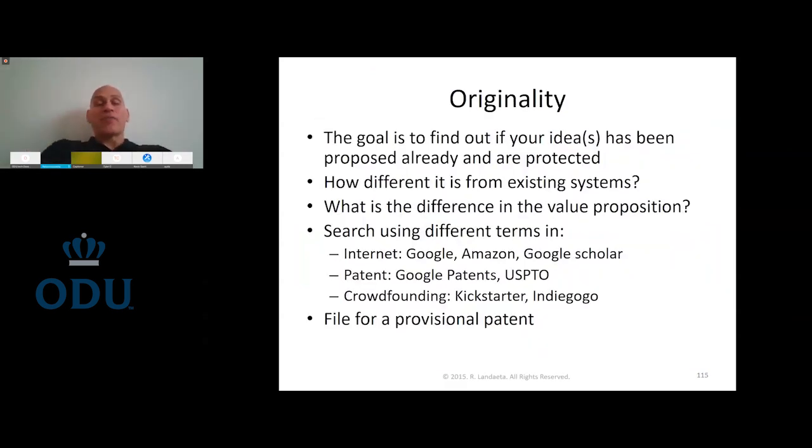The final part of your idea is to check if somebody else has done it. How do you do that? Go and Google it. Go to Amazon. Go into Google Scholar, where the academics are writing their papers. Or go into Google Patents and the U.S. Patent Technology Office to see if somebody has actually put a patent on that. Go into crowdfunding to see if somebody's already funding this. And if not, then file for a provisional patent. It just costs $100 and protects your idea.